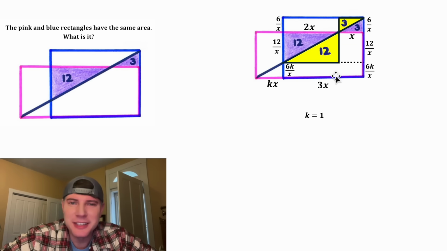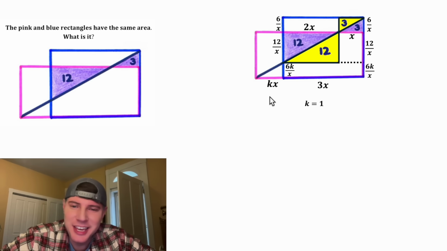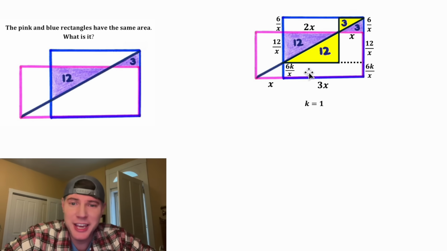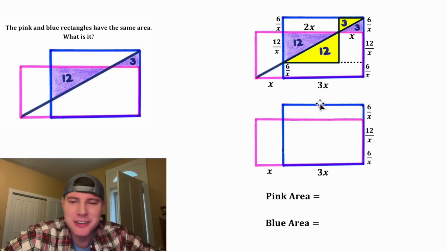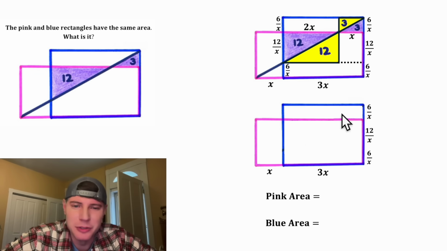And now we can update the k's in our diagram. This k is equal to 1, so this whole thing is x. And then this whole k is 1, which means this is 6 over x. And same thing for this one, it is 6 over x. And now we're ready to find the areas of our pink and blue rectangles.